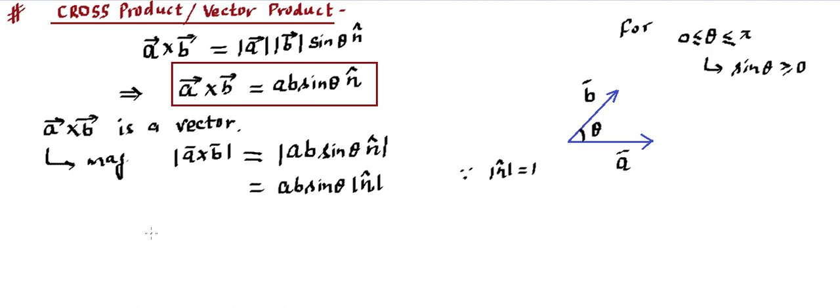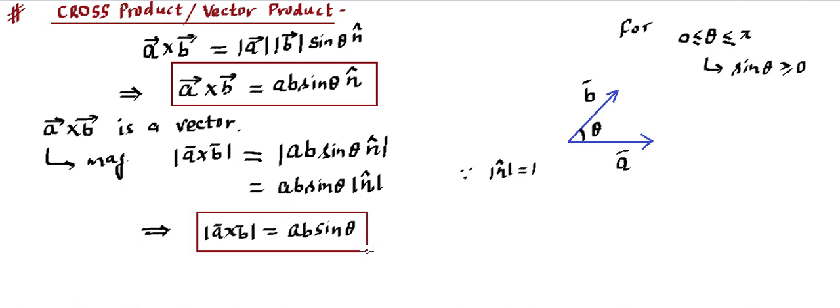So from here we got one important expression: the magnitude of the cross product of two vectors is given by a b sine theta. If theta is known to us and the magnitudes of the individual vectors are known to us, then we can claim the magnitude of the cross product of those two vectors is going to be a into b into sine theta. And since this magnitude is always positive, a b sine theta will always be positive for all values of theta, which runs from 0 to pi or 180 degrees.